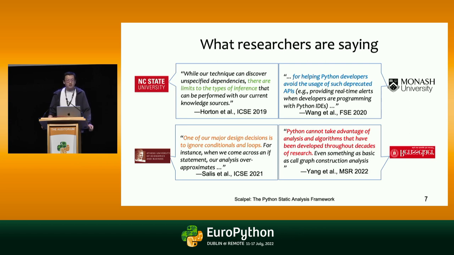And right after that, we see a very interesting and very promising work about call graph generation. This is about understanding how function calls are represented in the Python source code. But the authors also complained in their work that they have to ignore conditionals and loops, but these are very commonly used Python syntax features. And lastly, this year we see a very strong comment that Python cannot take advantage of analysis and algorithms that have been developed throughout decades of research. I personally think this is a strong comment.